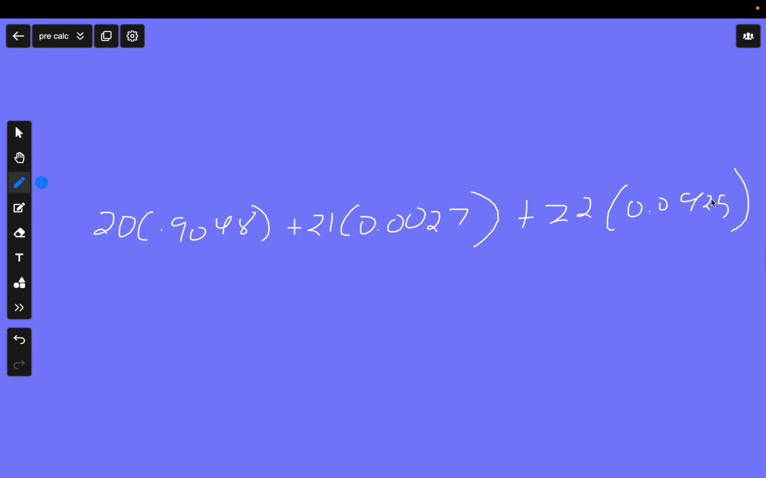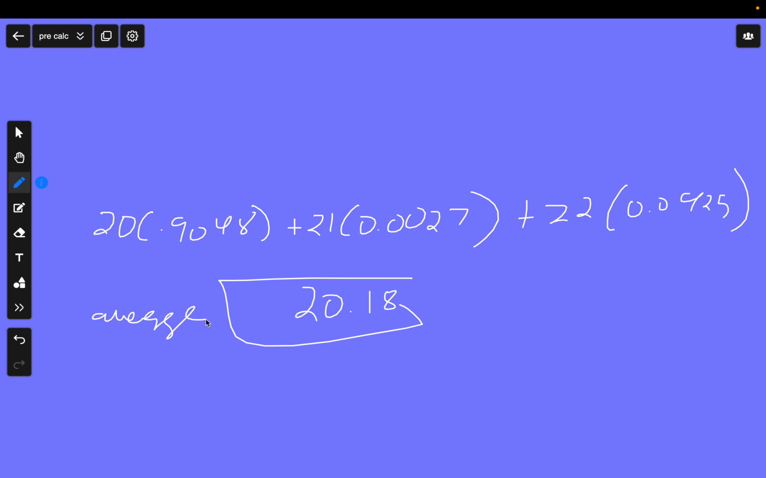Yeah, so basically now what you do is you just type that into your calculator exactly like I wrote it up here. So you just do 20 times 0.948 plus 21 times 0.027 plus 22 times 0.0925. And you'll get something that has a weight of 20.18. That's its average weight of a neon.